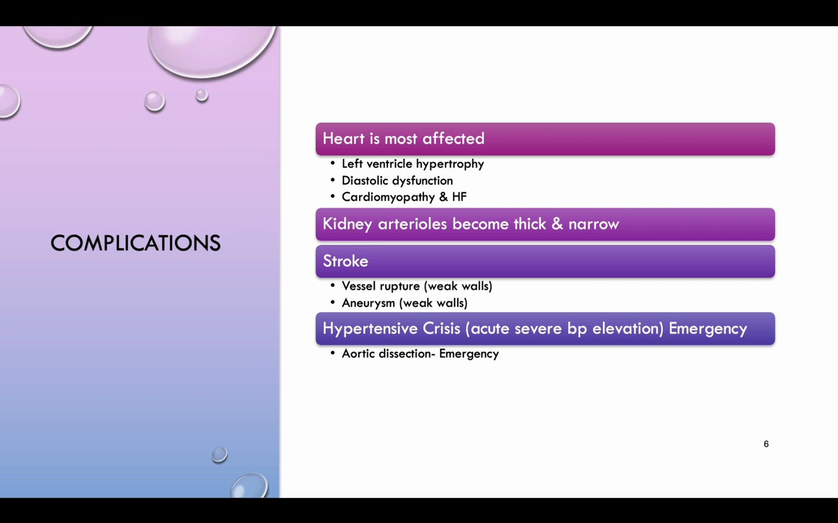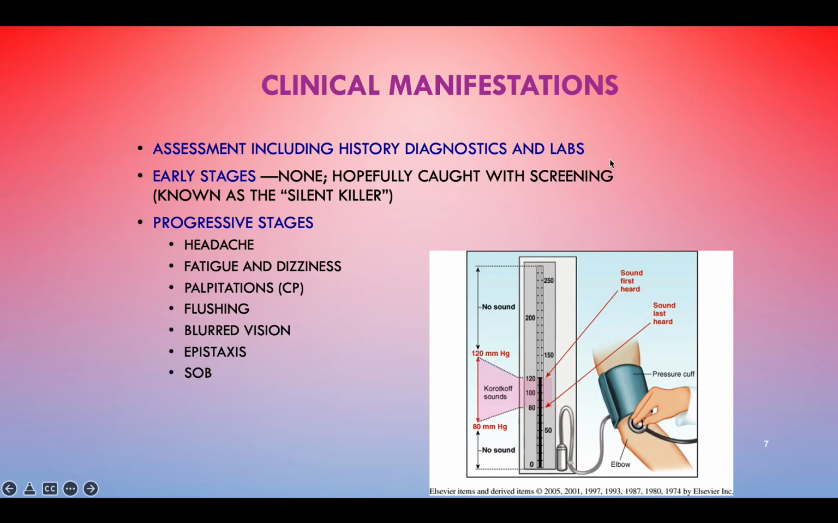We can have aneurysms, we can have rupturing, whether that's a stroke rupture or even something very dangerous, like an aortic dissection. Essentially, the aorta just kind of starts to split apart. So that's just some long-term complications and problems that can happen because of elevated blood pressure.